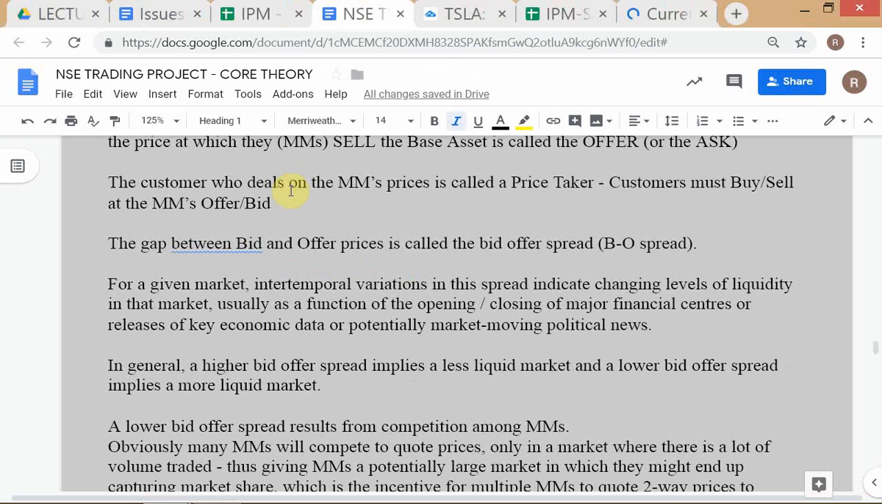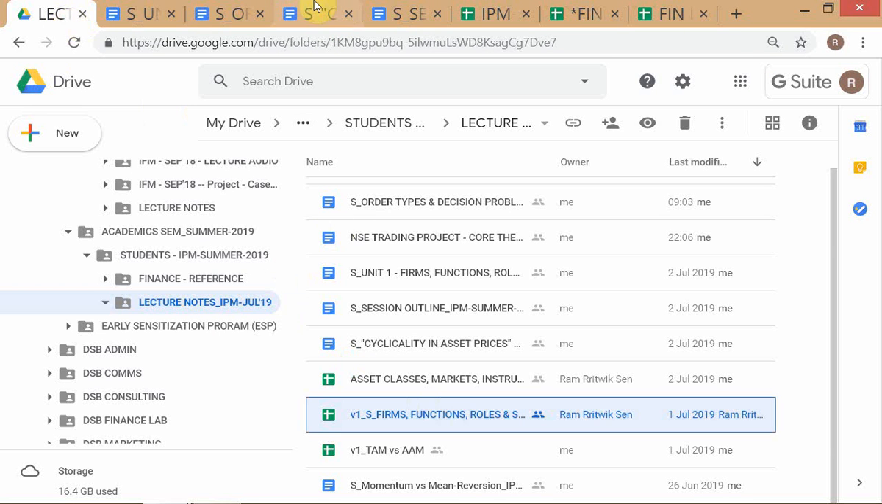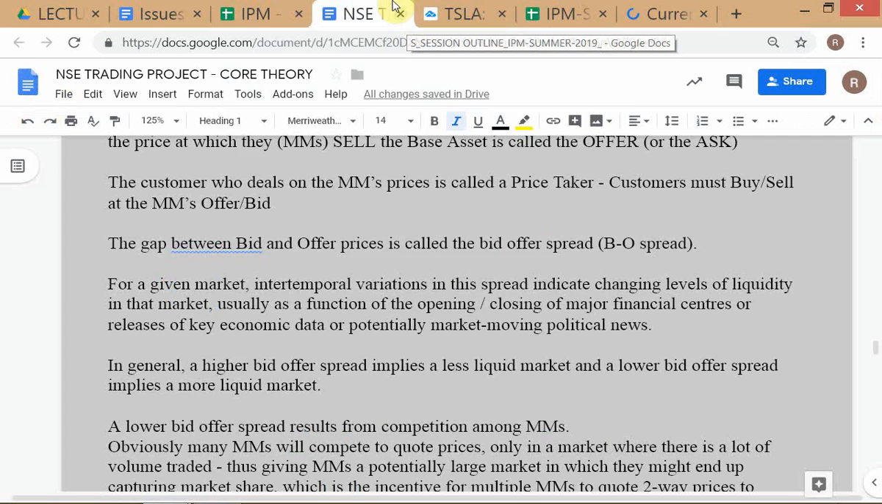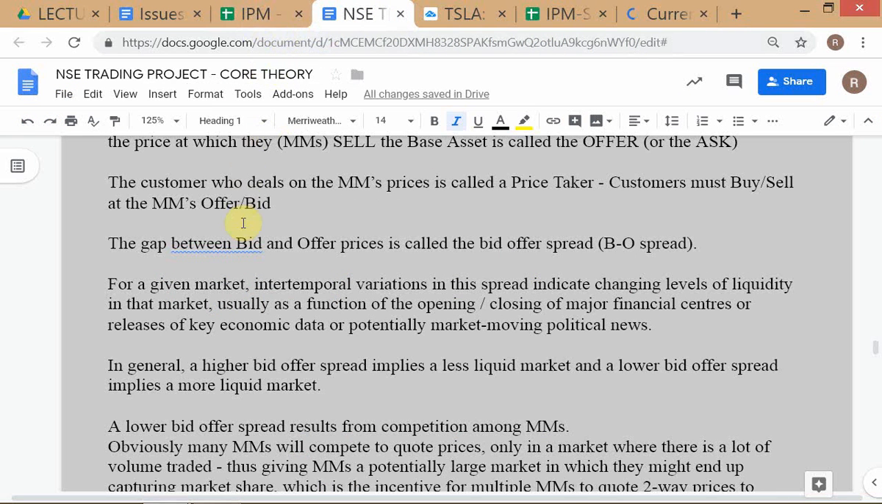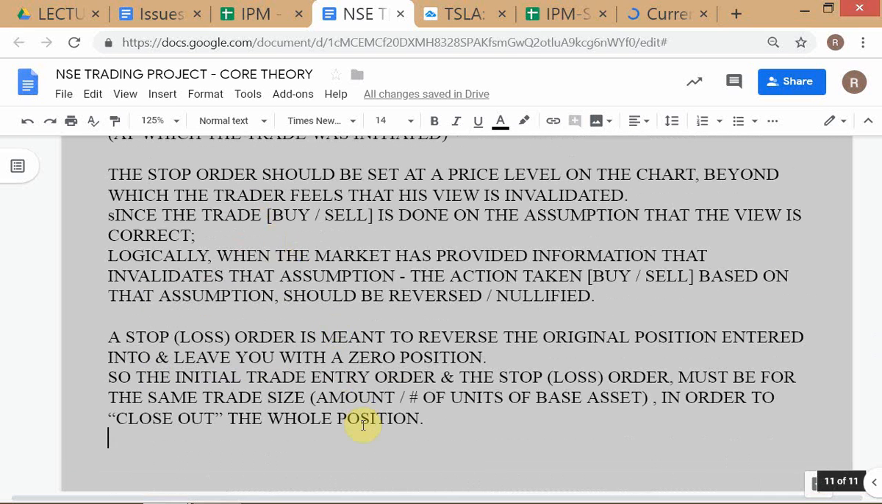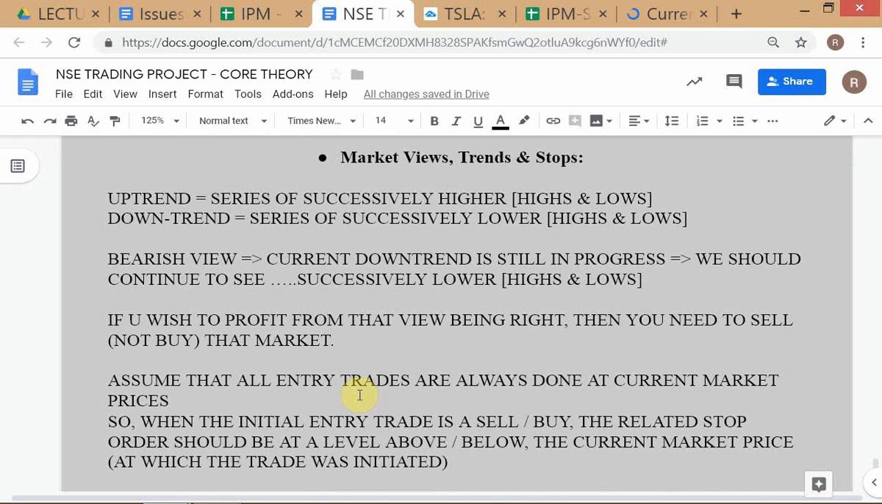Okay, so having done that, let's go to your NSE. In the NSE Trading Project Core Theory, which is going to be the short version of your Unit 1, we already did this part. The last segment of that is the discussion that we had the previous day: uptrends, downtrends, and all that stuff, right?